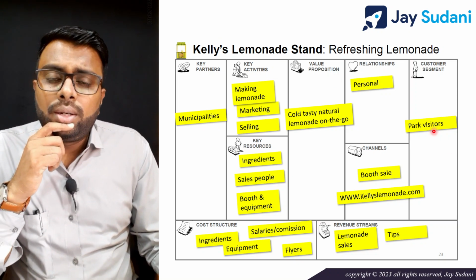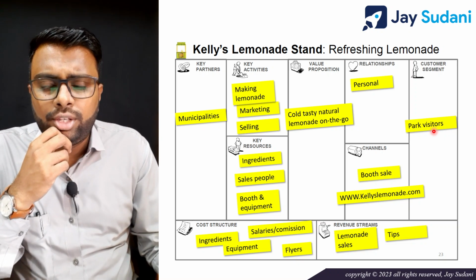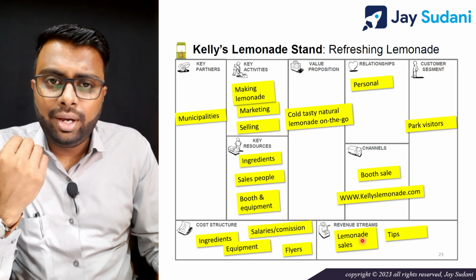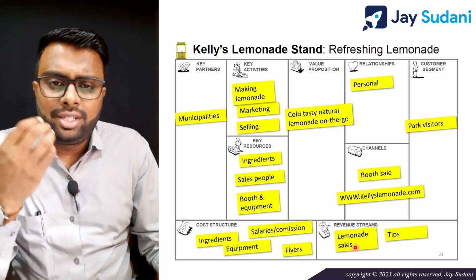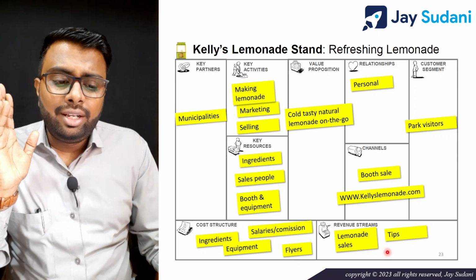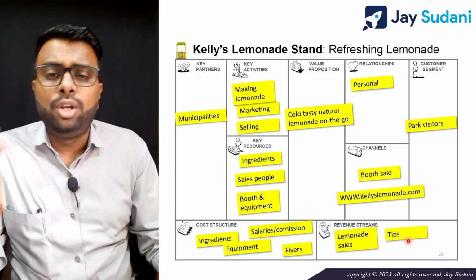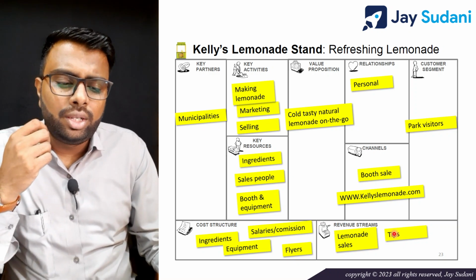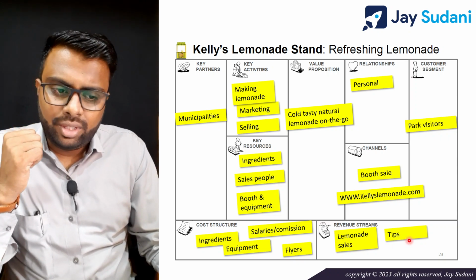Now revenue streams. How is the person going to get paid from the service or product he's offering? It's lemonade sales on a per glass basis, right? So he mentioned clearly this is 10 rupees per glass kind of thing, 10 rupees or 20 rupees. But then he's also earning side income through tips, because many times people find it very good. So they may offer 10 rupees tips, 20 rupees tips depending on what they feel. So revenue streams are two: directly through lemonade sales, indirectly through tips.